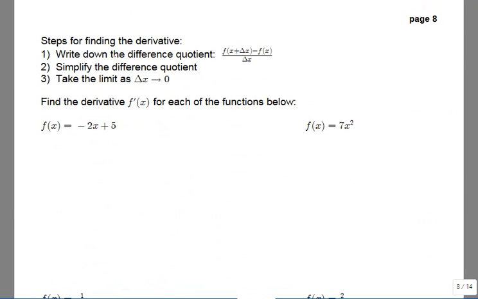So here's our steps for finding a derivative. First thing you're going to do is write down that difference quotient, that f of x plus delta x minus f of x all over delta x, and then you're going to simplify that, and then you're going to take the limit of that as delta x goes to 0. So essentially what we're finding when we're asking to find the derivative f prime of x is you're taking the limit as delta x goes to 0 of this difference quotient, these slopes, changes in y's over changes in x's. So this is the formula that you want to have memorized.